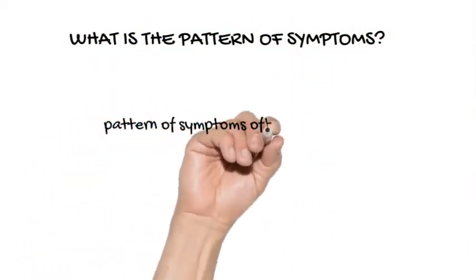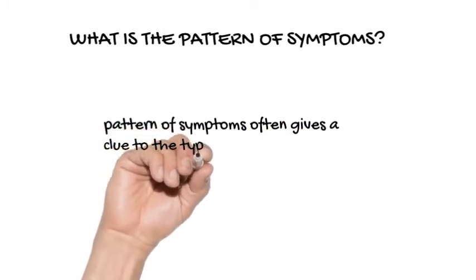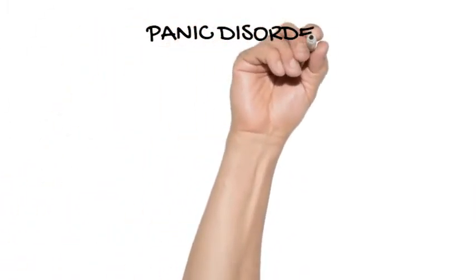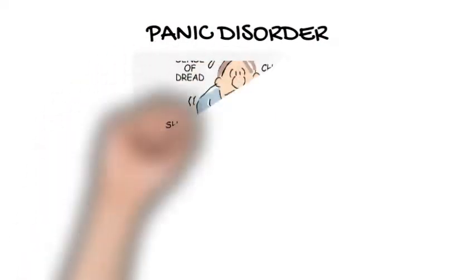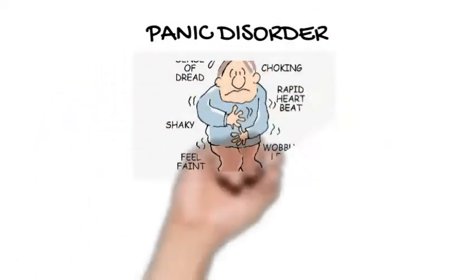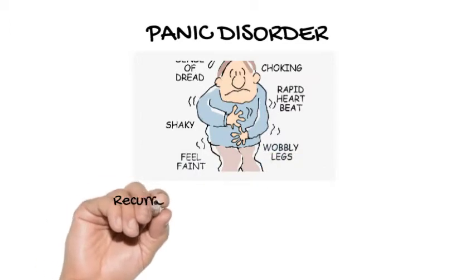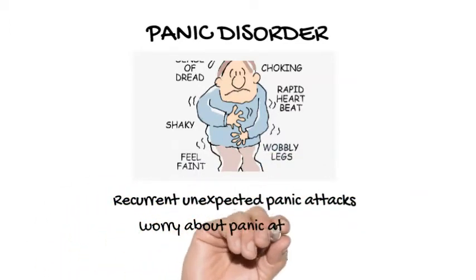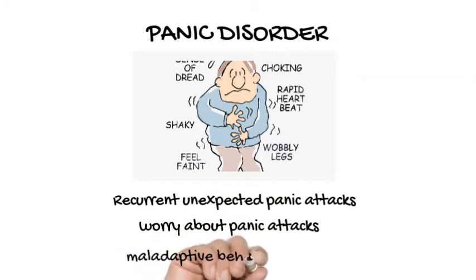What is the pattern of the symptoms described? The pattern of symptoms often gives a clue to the type of anxiety disorder the patient may have. Panic disorder: recurrent unexpected panic attacks, in the absence of triggers. Persistent concern or worry about panic attacks or maladaptive behavior change.